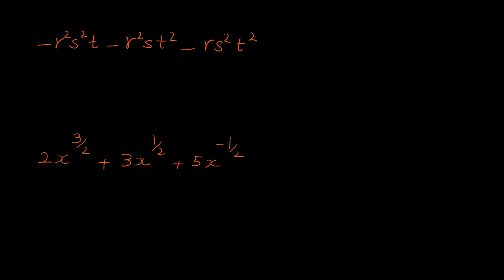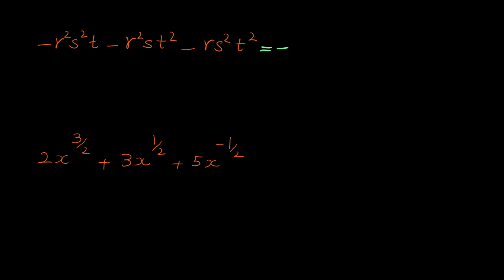Now look at these questions. Negative r to the 2 s to the 2 t minus r to the 2 s t to the 2 minus r s to the 2 t to the 2. The first thing that we notice is that we have a lot of negative coefficients, and we know that we hate negative. So it's a good idea to factor negatives. So the first thing that we do here is we factor a negative, because negative is here, negative is here, negative is here. So we factor a negative sign, or basically negative 1.